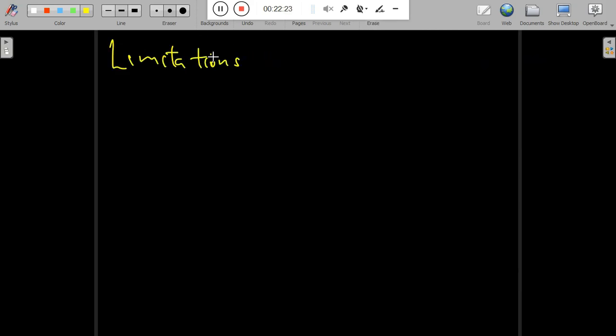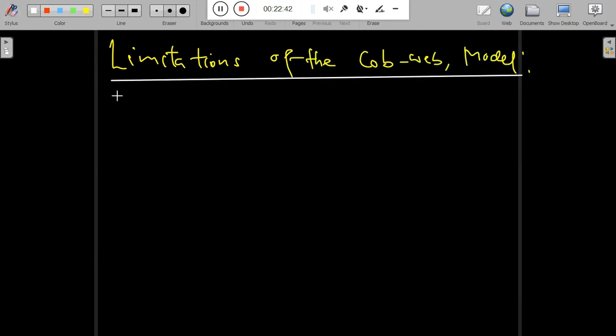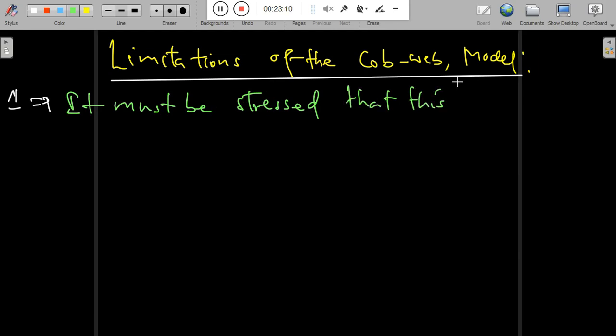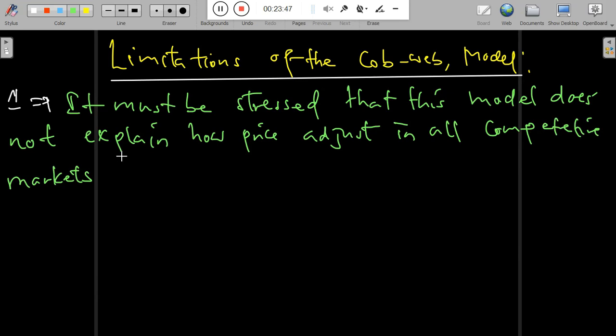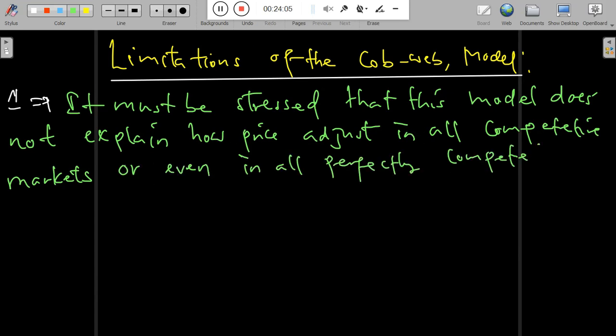So when you equate the two equations, we obtain the equilibrium level of the agricultural market in the long run. Other limitations of the COBWEB model are that it must be stressed that this model does not explain how prices adjust in all competitive markets, or even in all perfectly competitive agricultural markets. So it is a simple model with some highly restrictive assumptions that can only explain how prices adjust in these particular circumstances.